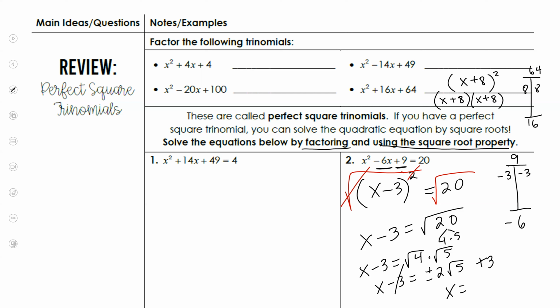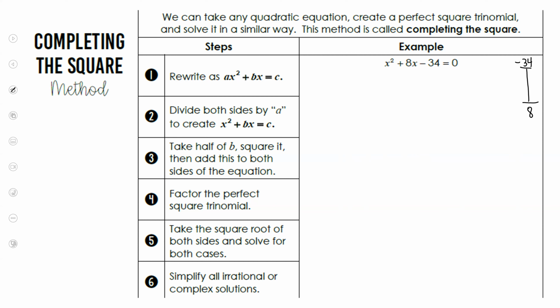Now, let's look at a scenario where I do not have a perfect square. If I tried to do my little eye chart here and I wanted two numbers to give me -34 but add to 8, I won't get the same number twice, right? I won't get 5 and 5 or 6 and 6, 7 and 7. I won't get that here. So if I don't get a perfect square, this is the steps that I'm going to take. I'm going to complete the square, and these are the steps.